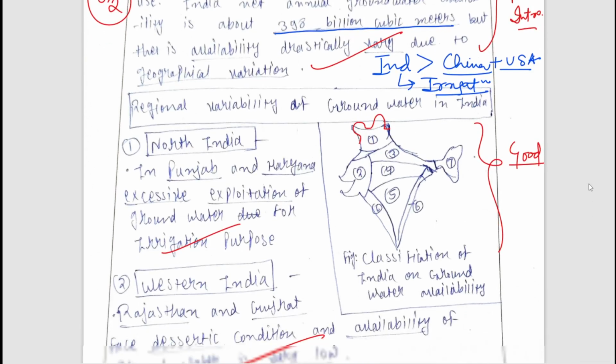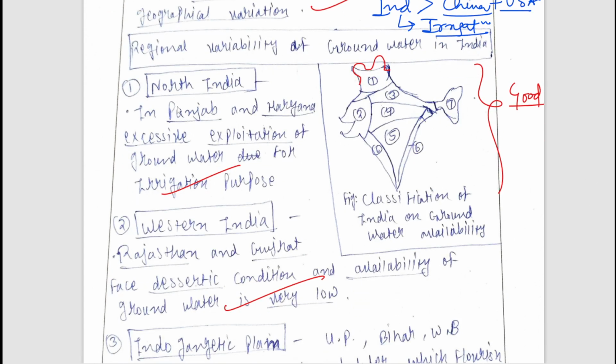Now the student has mentioned the map, and as per the map he has written the answer, that is number one North India, number two. So let's see how the student has approached. So North India, that is the Punjab and Haryana region. This region is mentioned in the map. That is, the groundwater exploitation is very high due to irrigation purposes.